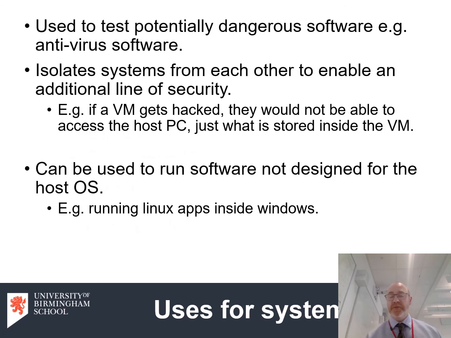System virtual machines allow us to test potentially dangerous software like antivirus software, and if that virtual machine becomes compromised, then we can delete the virtual machine or roll back that virtual machine, so we won't damage the host PC it was on. It allows us to isolate systems from each other, so I might have multiple virtual machines running on a single computer, and each one is running completely different, so if one gets compromised, the others are still safe. Although they are still talking to one another, they won't necessarily all be compromised at the same time. So that can be a safer way of having system critical software like databases.